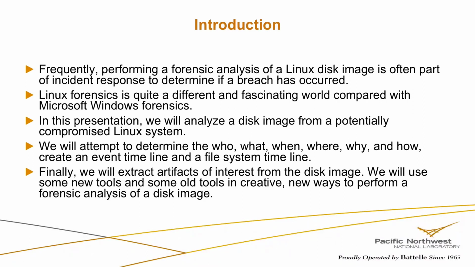So what we're going to be doing in this tutorial is we're going to be looking at a disk image of a potentially compromised Linux system. We will be going through trying to find the 5 W's and 1 H through looking at a timeline for the system and for a file system. We're going to be extracting artifacts from that image to provide evidence and reach a series of conclusions about was the system compromised, how was it compromised, what went on.